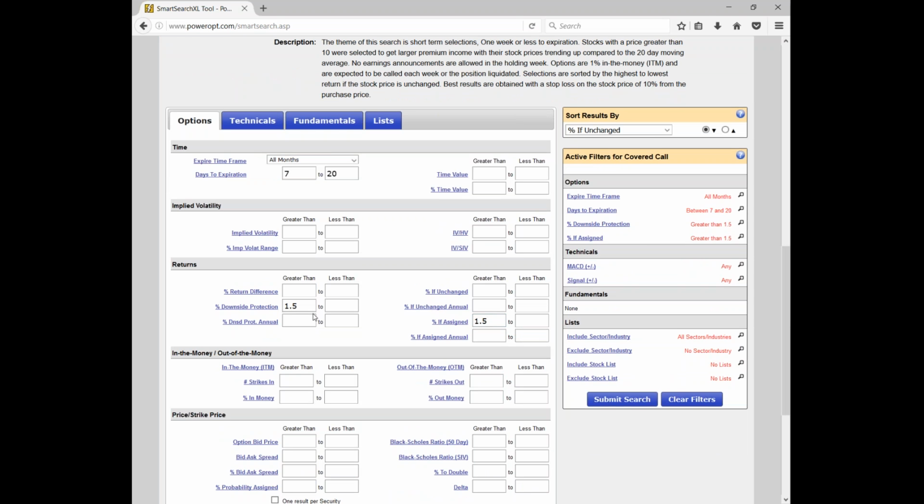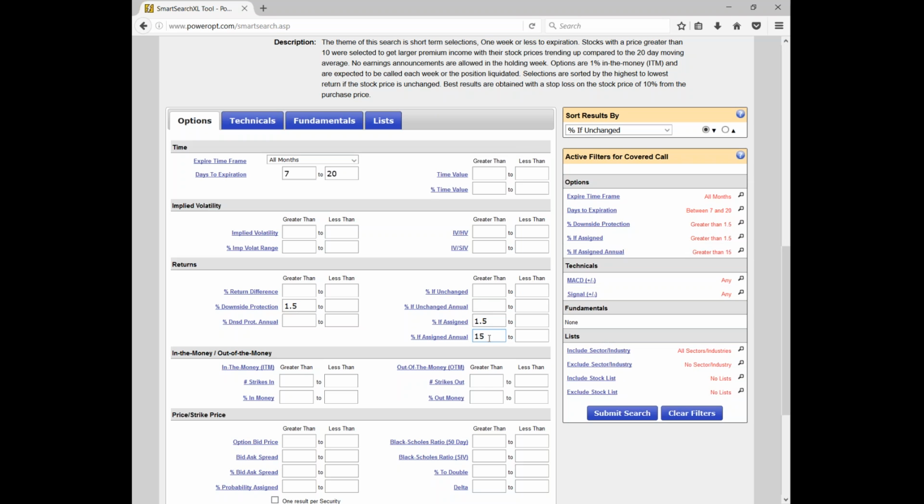For the premium and the return. What are your goals long-term for an annual track record? You're not going to get it every year. I understand that. I can set my annualized percent if assigned to 15%. That doesn't mean I'm going to make 15% over the next year. I'm going to have to factor in winners and losers and apply my management techniques. But if that's my trading goal, that's where I'm going to start.